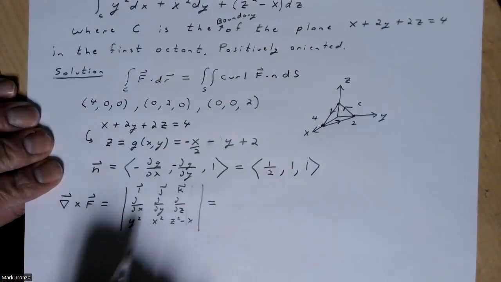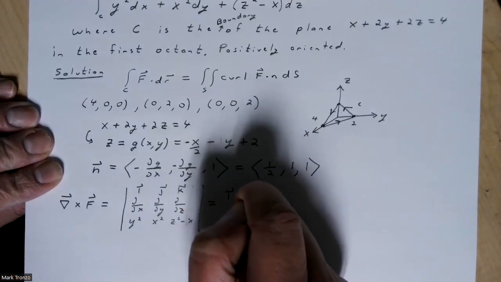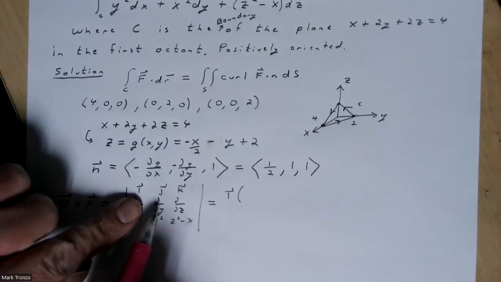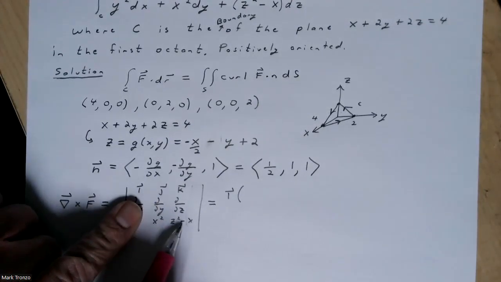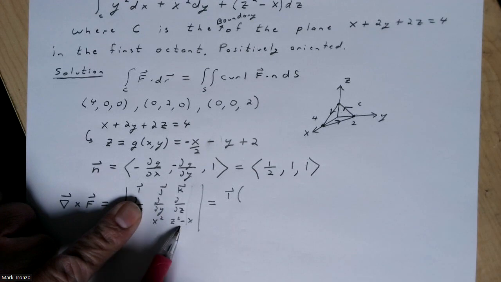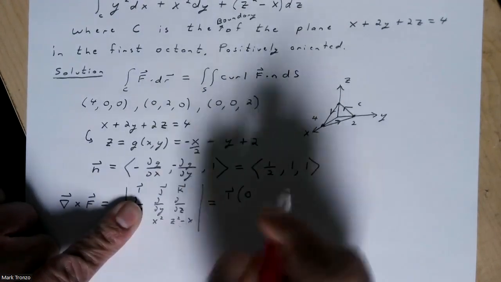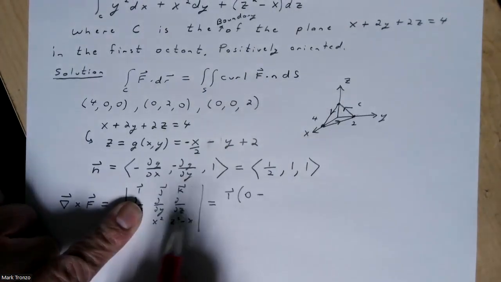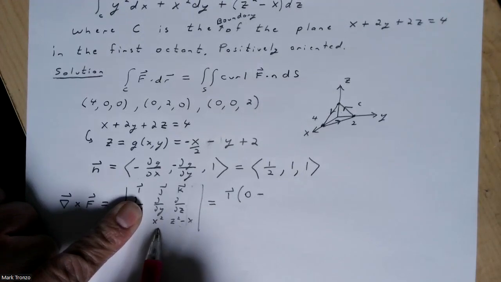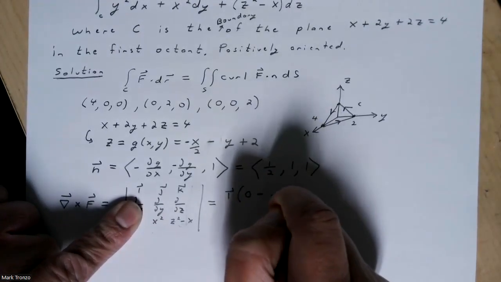And then, of course, do the determinant. Remember, just go across the top here. And this will be i. And then this will be, remember, this times this. Now, in this case, you're taking the derivative. So it's saying take the derivative with respect to y of this over here. And that's going to be 0. Then minus the derivative of this here with respect to z. Well, that's going to be 0.